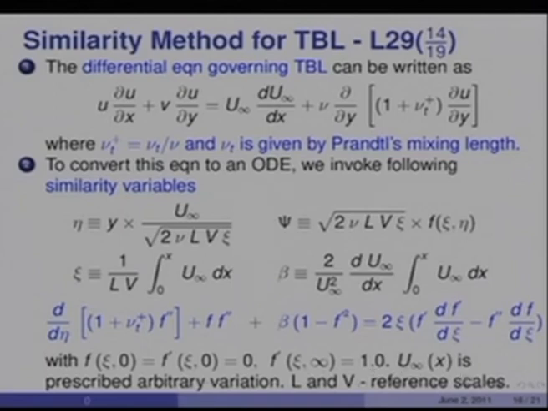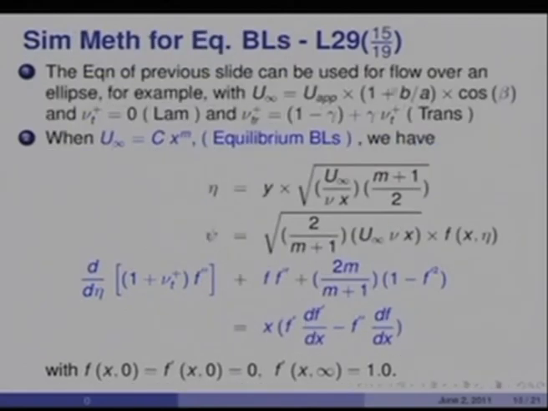Now, u infinity of x is a prescribed arbitrary variation in such a formulation, because it allows you to handle any arbitrary variation of u infinity, where beta simply takes different values at different axial stations. So, how do we solve such an equation? In other words, you can see now the similarity method has been made amenable to arbitrary variation of u infinity. How do we handle such an equation where the left hand side is a function of eta only, whereas the right hand side is a function of both eta as well as xi or x? The equation of the previous slide can be used for flow over an ellipse, for example, in which u infinity varies arbitrarily with x in this manner, and it will have nu T plus equal to 0 in the laminar range.